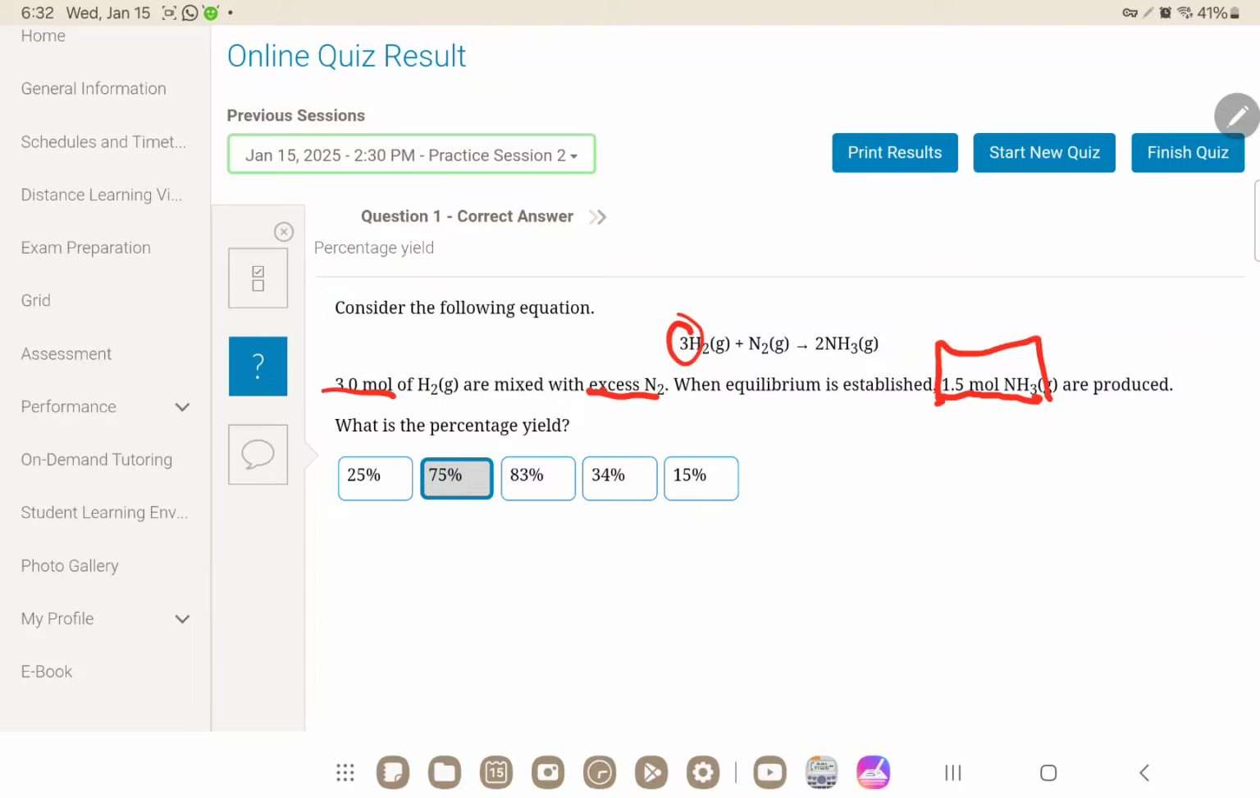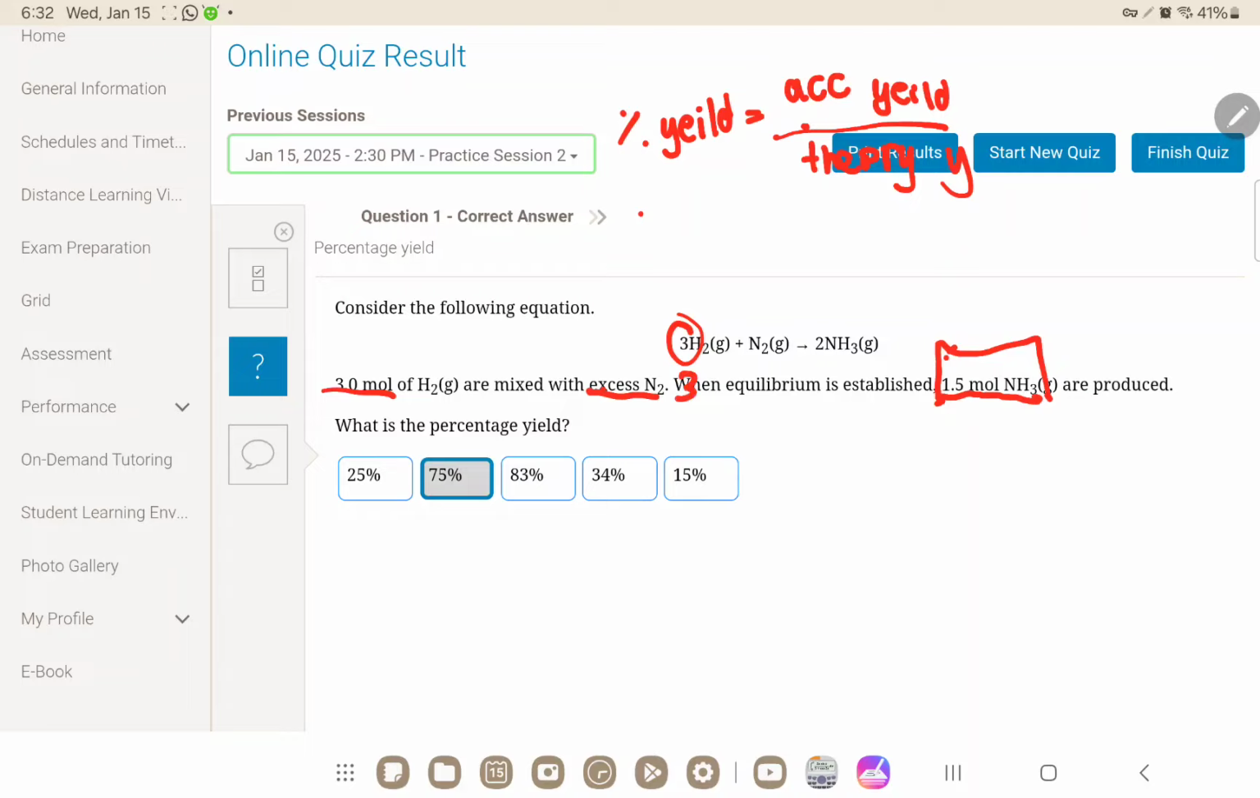But when you look here, 1.5 is your actual yield, because we know percentage yield equals actual yield over theoretical. I'm just gonna write theory yield, Y is yield. So actual yield is given, it's 1.5. Theoretical yield is what we find.